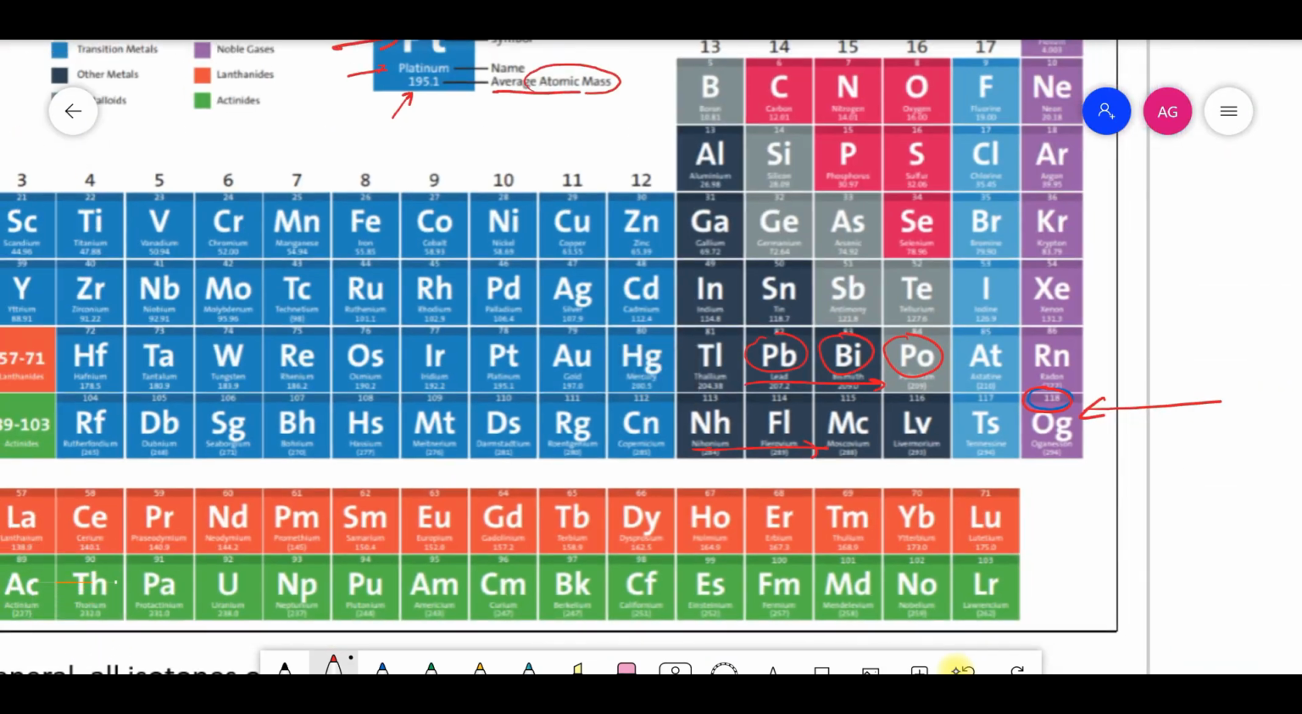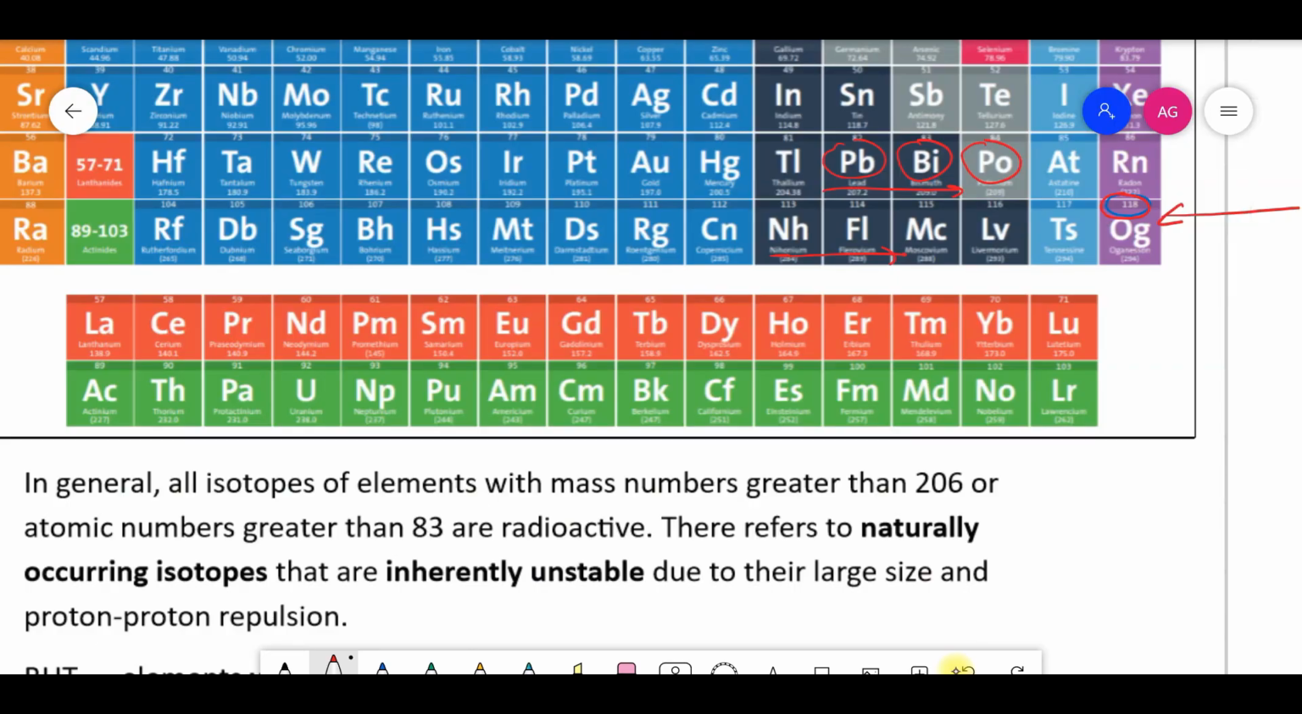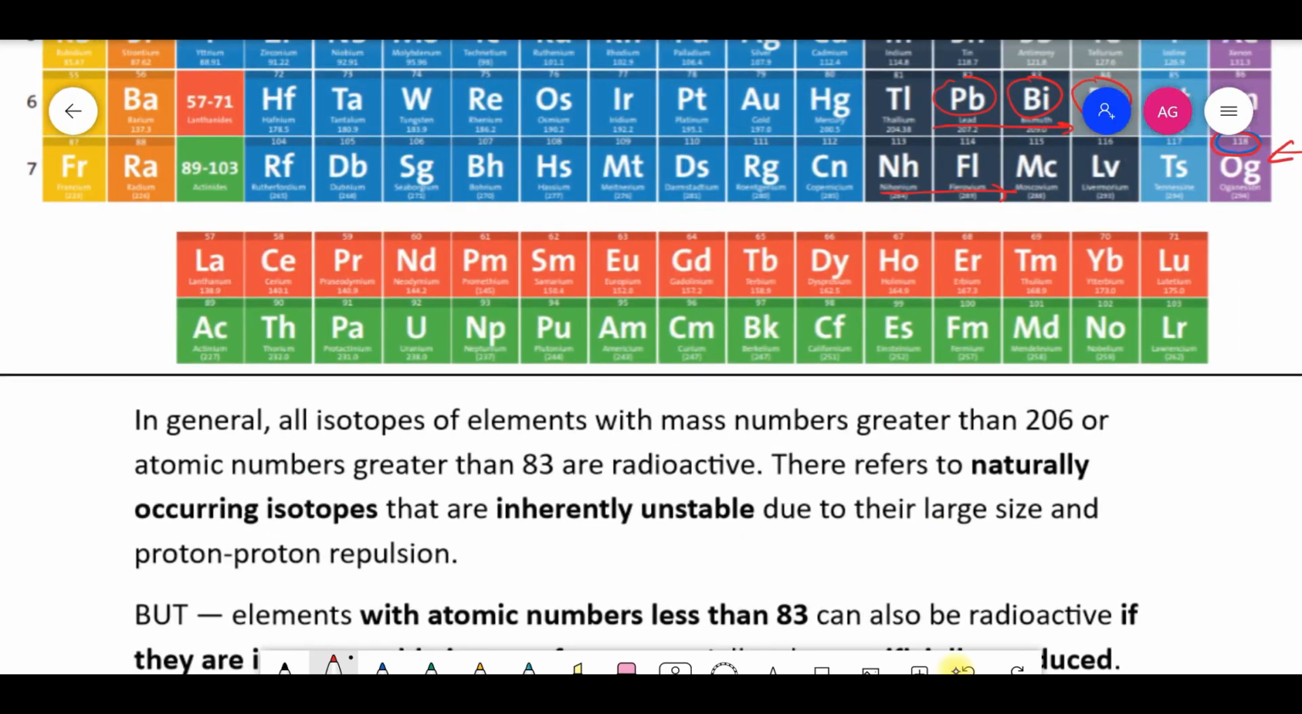And sometimes in many books it is said above 83. In general, all isotopes of elements with a mass number greater than 206 and atomic number greater than 83 are radioactive. So you can also look at the mass number, which we had said is average mass. Right? Even if it is above 206, they are radioactive.